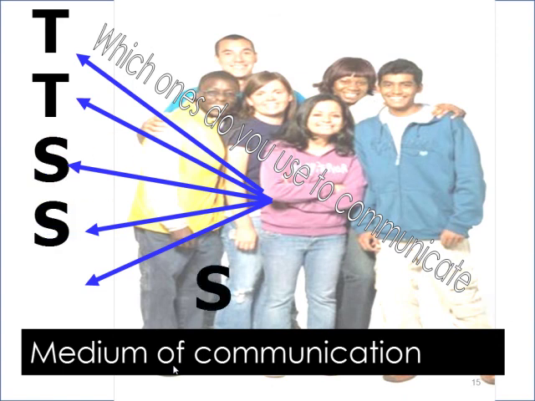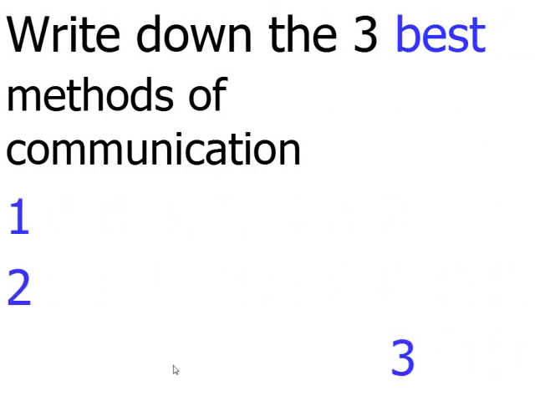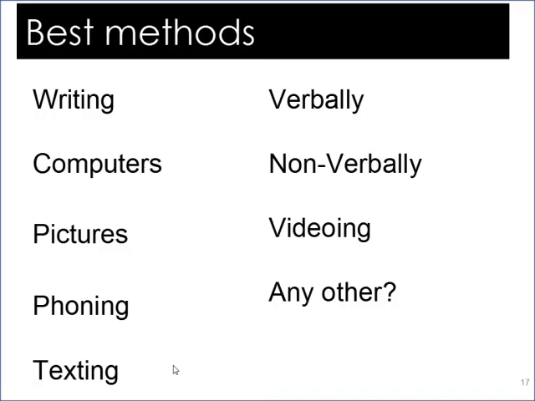Which ones do you use to communicate? Taste, touch, sight, sound, smell? These are all mediums of communication. Which are the best three methods of communication? Do write those down. The best methods of communication: writing, computing, pictures, phoning, texting. Are they verbal? Are they non-verbal? Videoing. Are there any others? What? Telepathy.